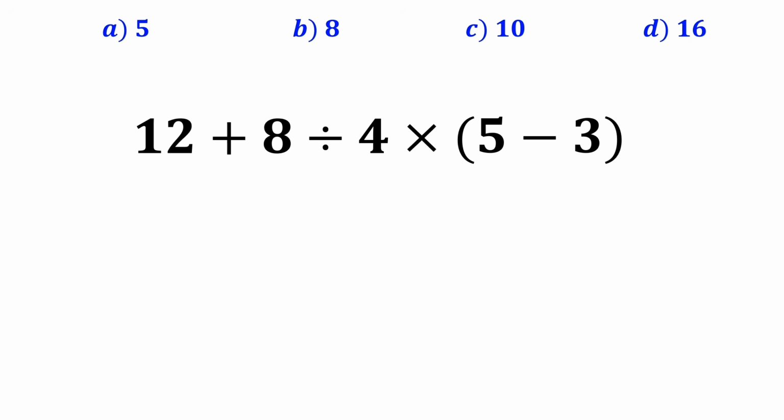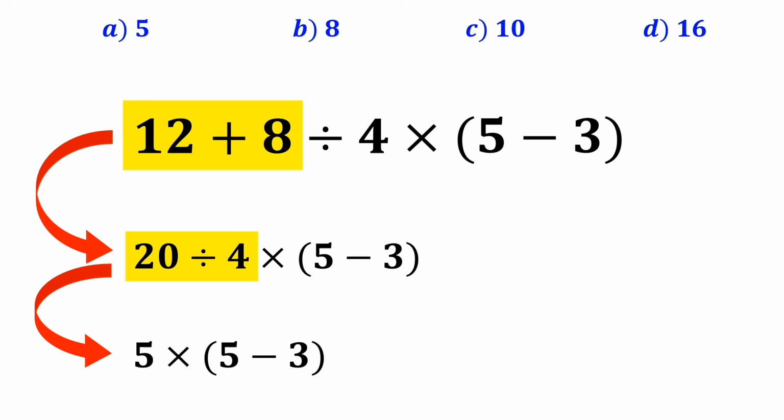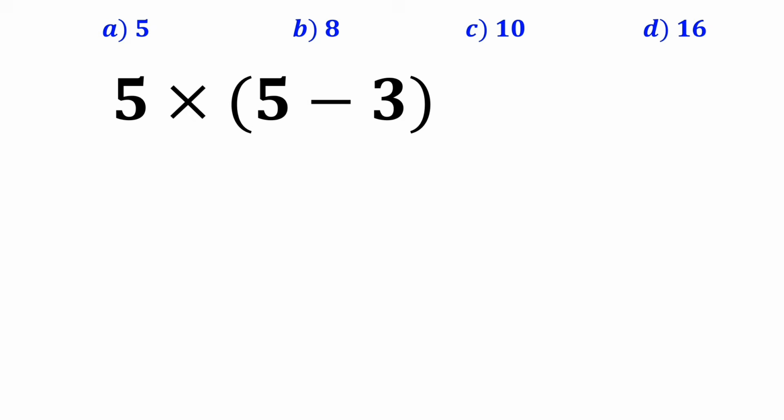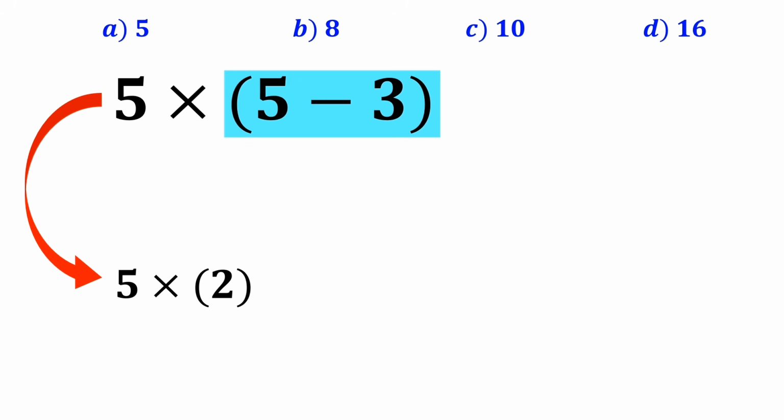Most people, when solving this question, first go straight to 12 plus 8 and rewrite this expression as 20 divided by 4 times (5 minus 3). Then they go for the division between 20 and 4 and simplify this expression to 5 times (5 minus 3). In the next step, they go for the expression inside the parentheses and rewrite it as 5 times 2, which finally gives them the answer 10.